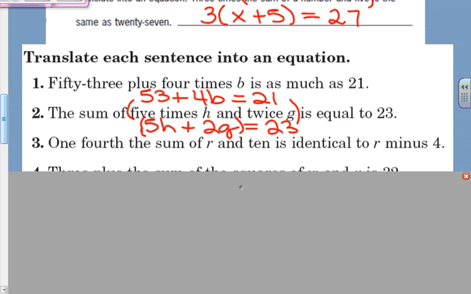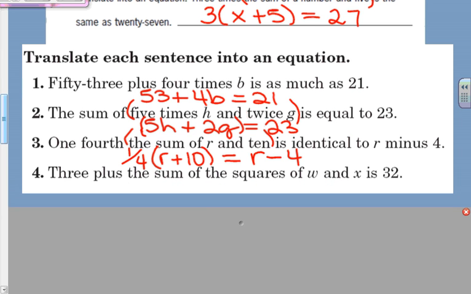1/4. So obviously I'm going to write 1/4. The sum of, here we go again, the sum of r and 10. So we'll do parentheses, r plus 10 is identical to, another word that would represent equals, r minus 4. R minus 4 is on the other side of the equal sign.